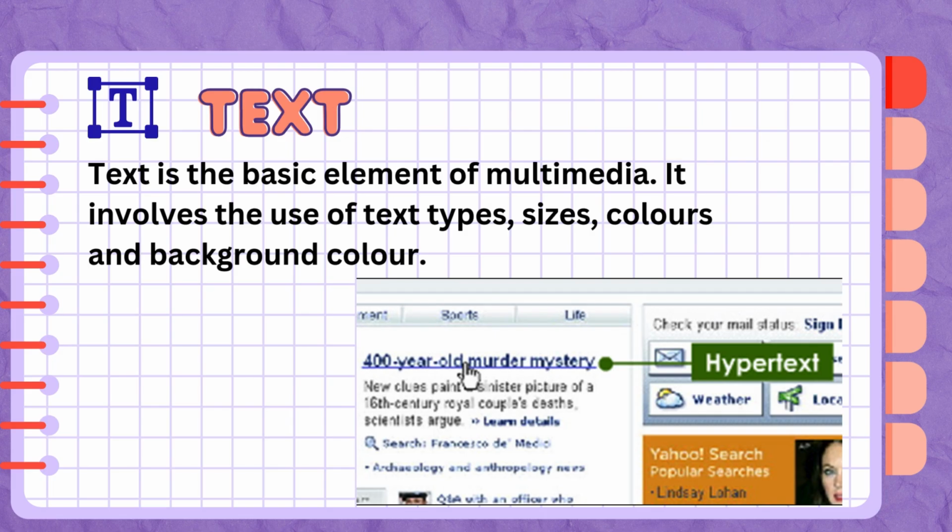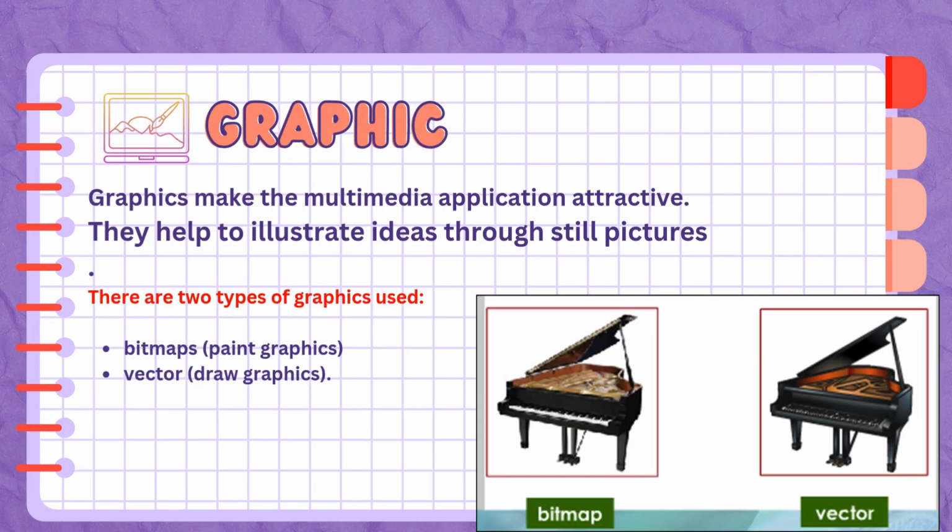Text is the written word in a book, newspaper, manuscript, magazine, or any other piece of writing. It's the actual wording of anything that is printed or written. So, text is the basic element of multimedia, and it involves the use of text types or font size, font colors, font styles, and of course, the background. Next, let's proceed to graphics.